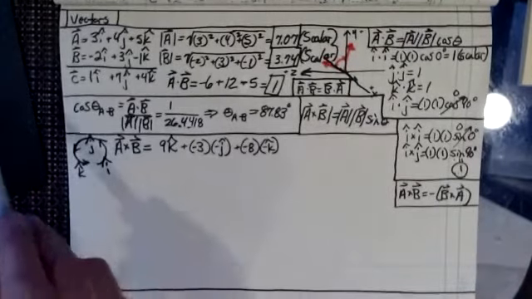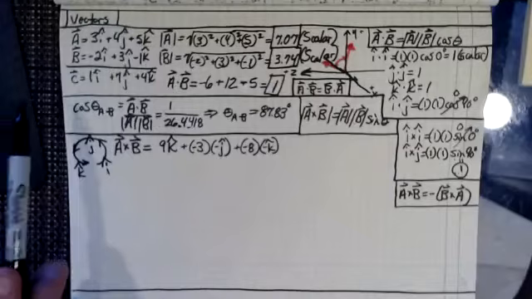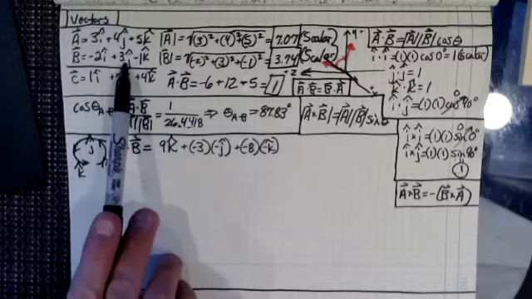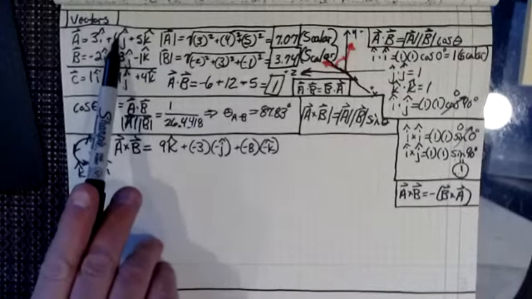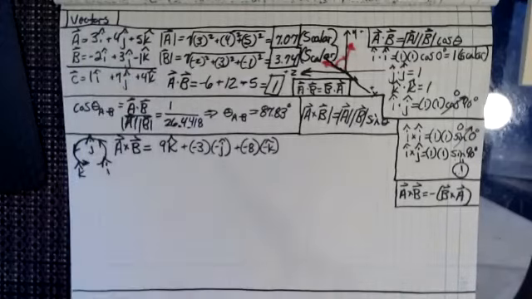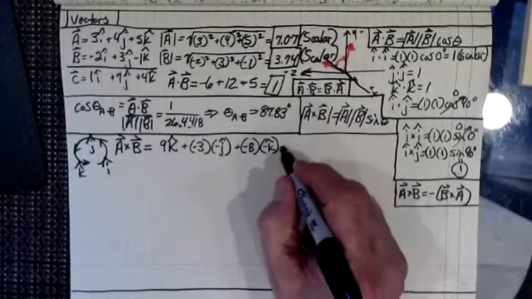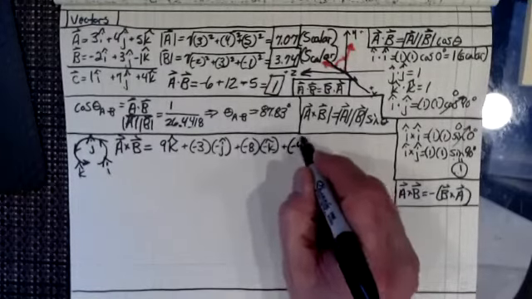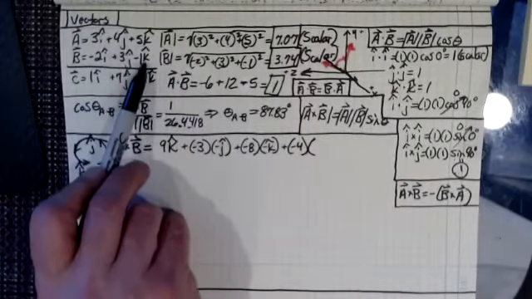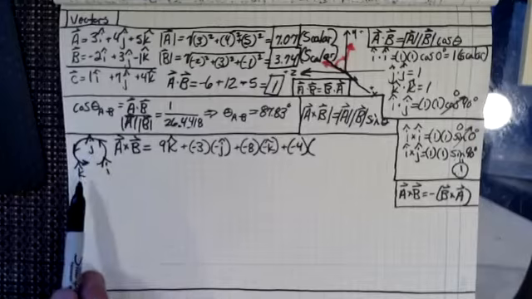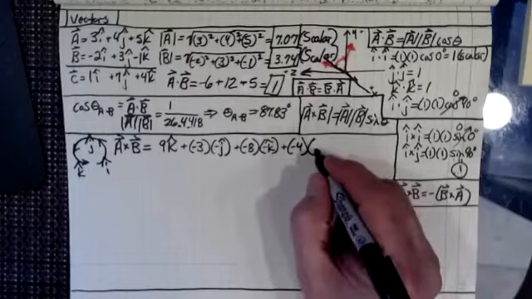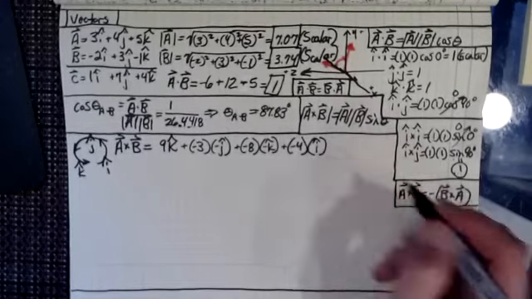How about the next one? Well, we've got 4j crossed with 3j. Well, that's 0. 4j crossed with minus 1k. Well, 4 times minus 1 is going to be minus 4. And then j crossed with k, let's look here. j crossed with k, I'm going in the direction of the arrows, gives me positive i hat, right?